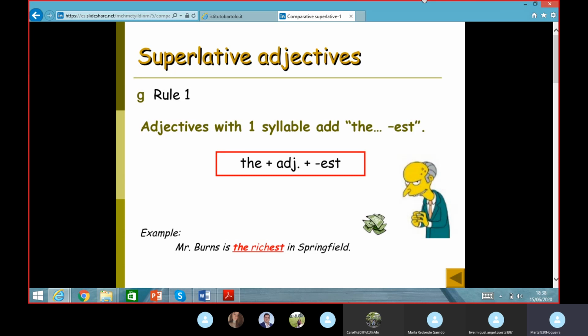Then we're going to put the adjective with est, okay? So rich, we say the richest. El más rico. Okay, so Mr. Burns is the richest in Springfield, for example. Okay, so always put the.